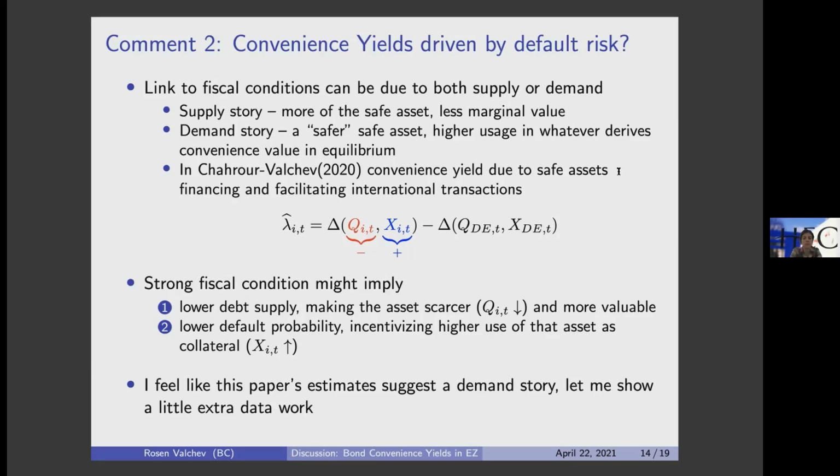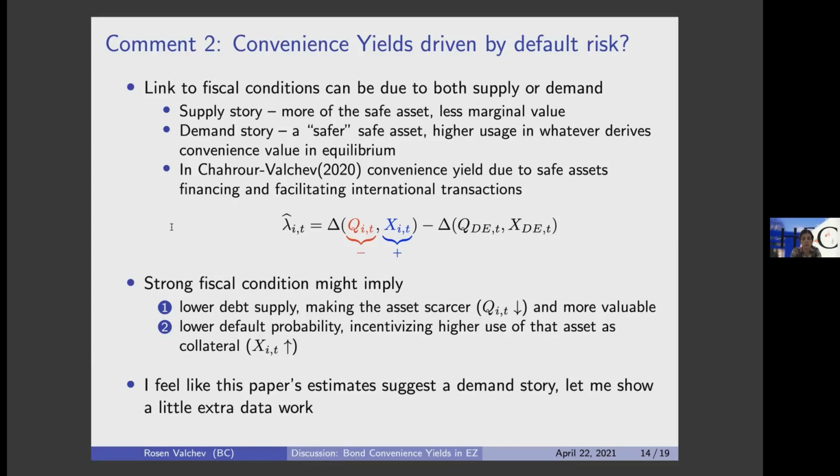One story is that the Spanish government just issues a whole bunch of these bonds, and the investors don't know what to do with them. They're not scarce anymore, so their value is low. Another story is that the Spanish government is very risky. No one wants to use their bonds as collateral. That's why their convenience yield value is low.